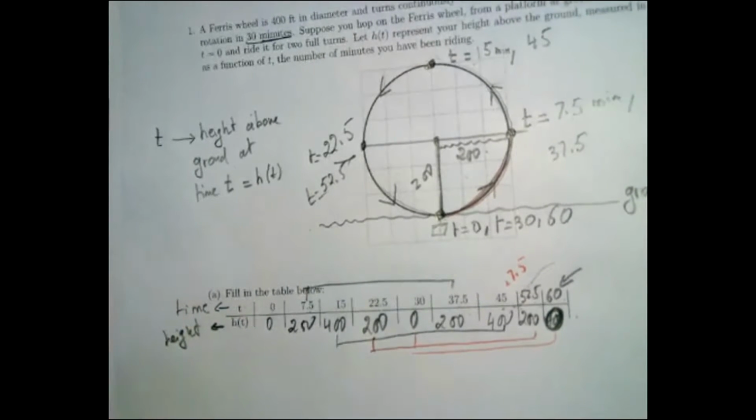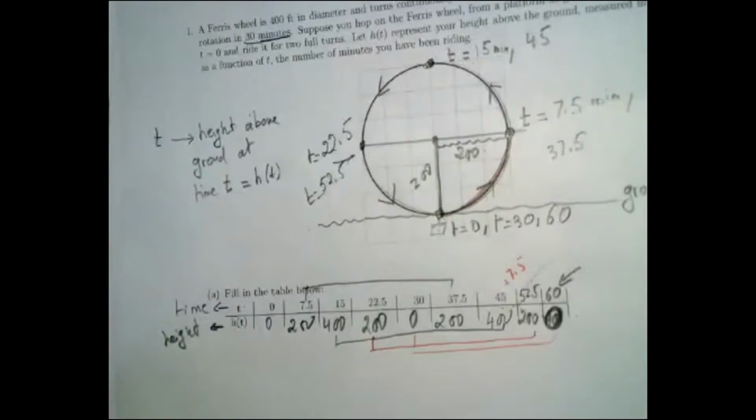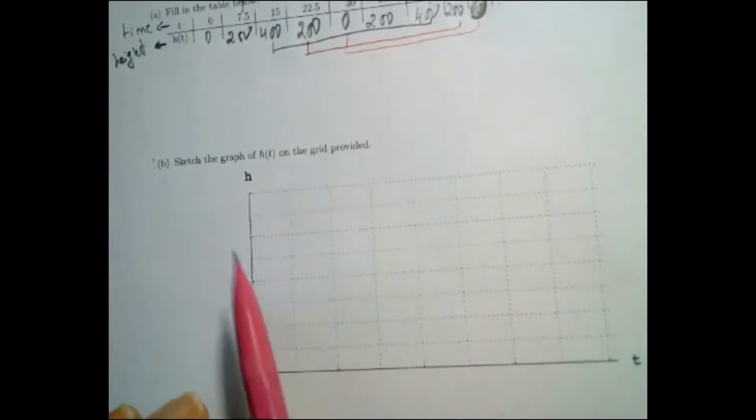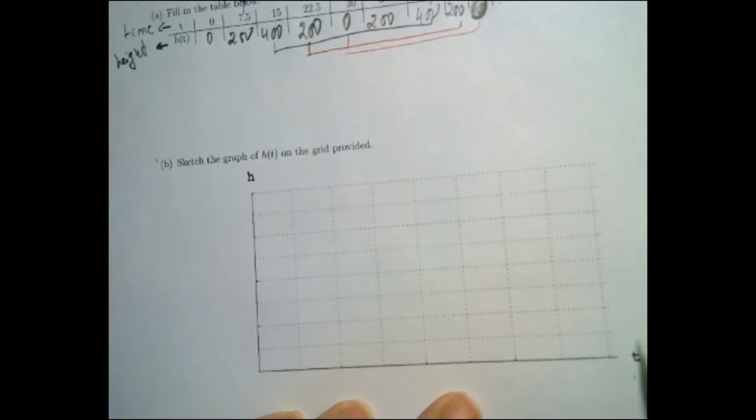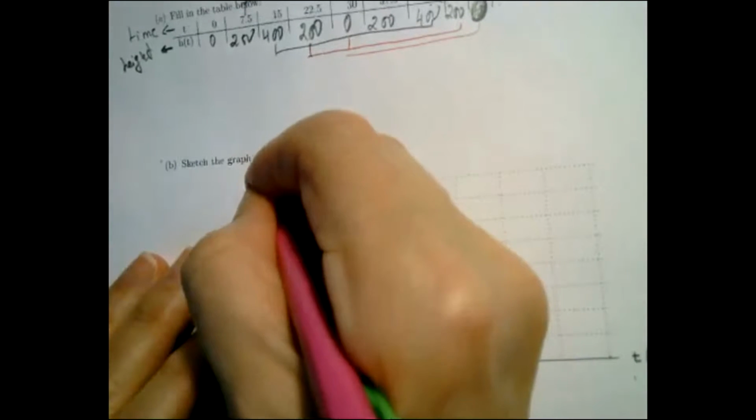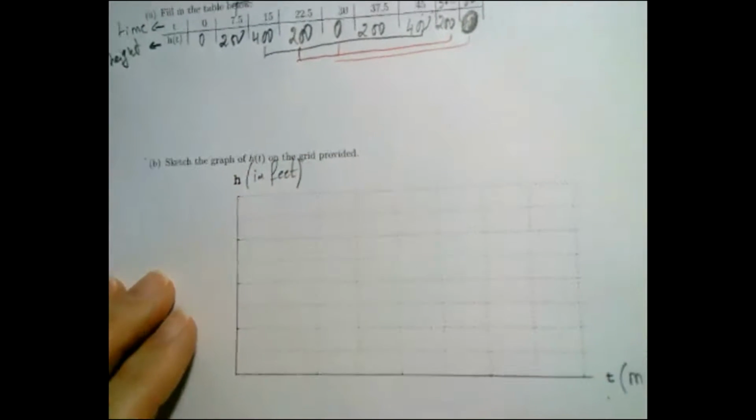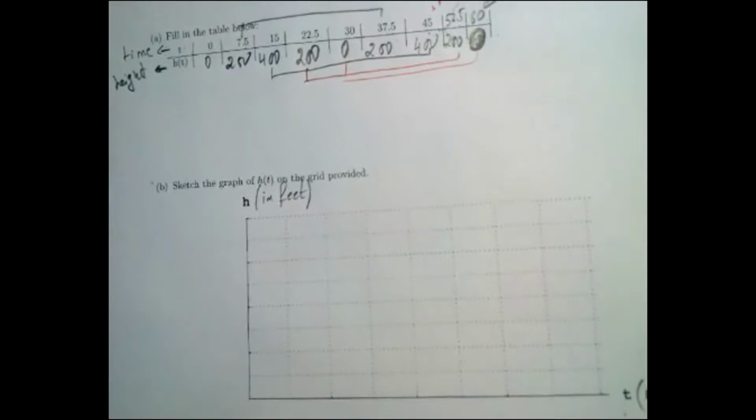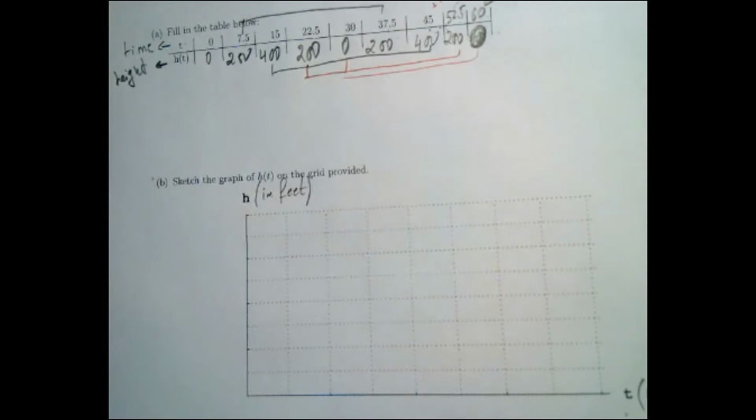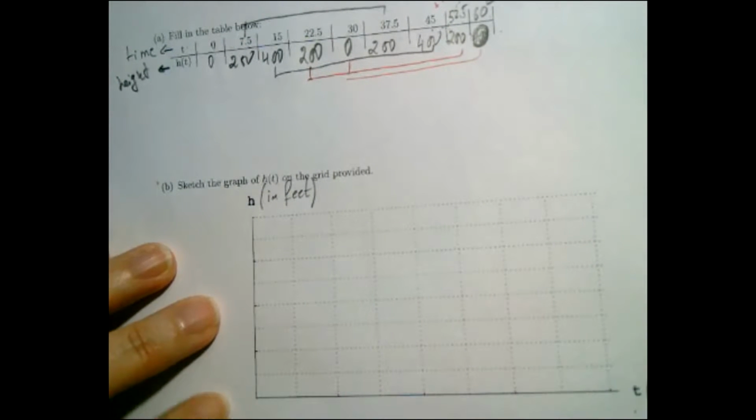Now, part 2 is I'm going to sketch the graph of the height. All right, so now we're going to sketch the graph. So here, the input is time, which is in minutes. That's the time, okay? My output is the height in feet, okay? So time goes on the horizontal axis and the height will go on the vertical axis. Now I need to sketch the graph, right? So I definitely would like to have a certain scale.